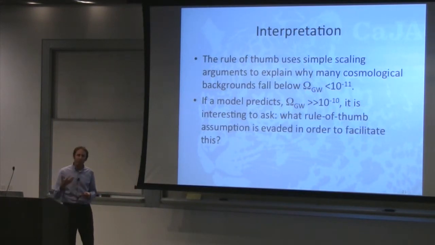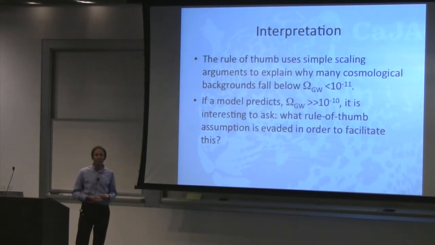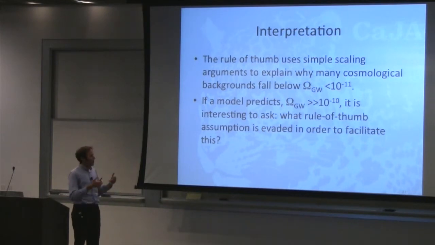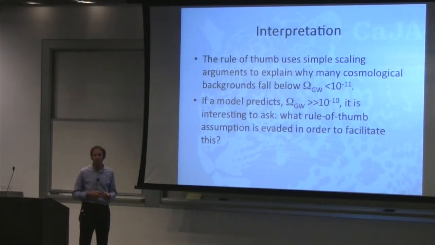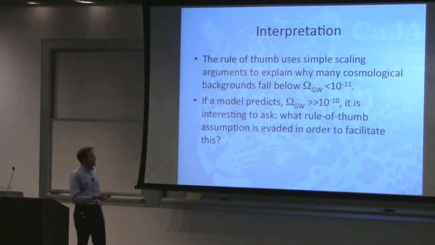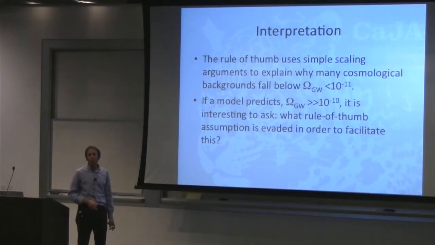So if I see a prediction made of a cosmological background that peaks in Advanced LIGO's band with energy density of 10 to the minus 8, then the way I see this as being most useful is I can ask, what is it about this model that allows for Advanced LIGO to have such a good chance of seeing it? Is it something that happens prior to inflation, and therefore escapes the rule of thumb, or is it tuned in such a way that it has alpha equals 1, beta equals 1?